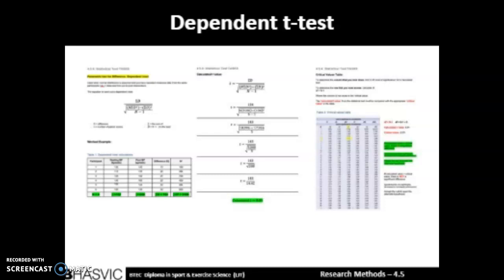If the calculated value is smaller than the critical value, there is no significant difference, but if it is bigger, then it therefore is significant. This was the case for us as the calculated value was bigger, so in our testing it was significant.